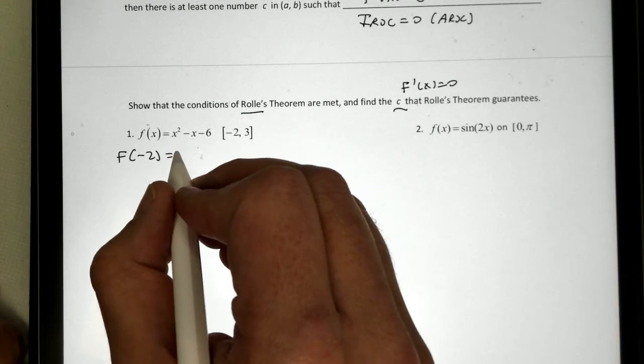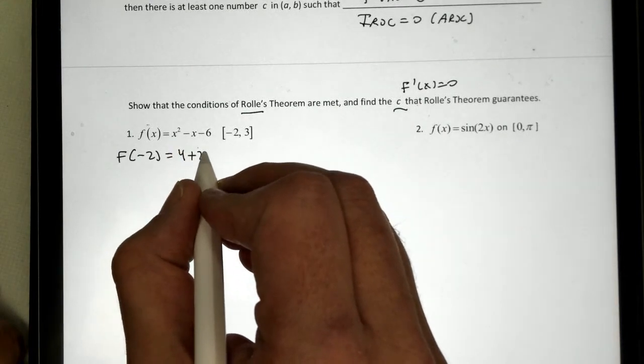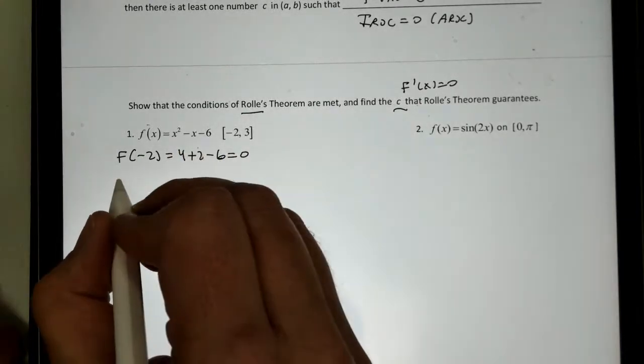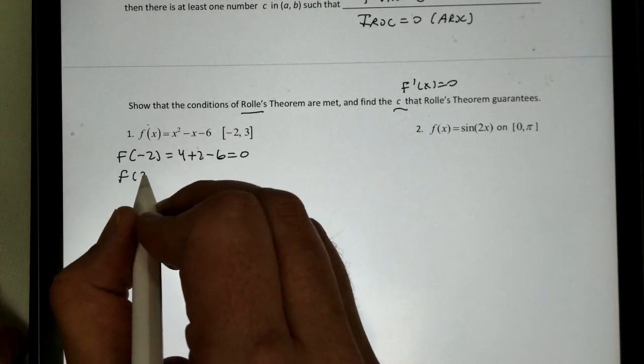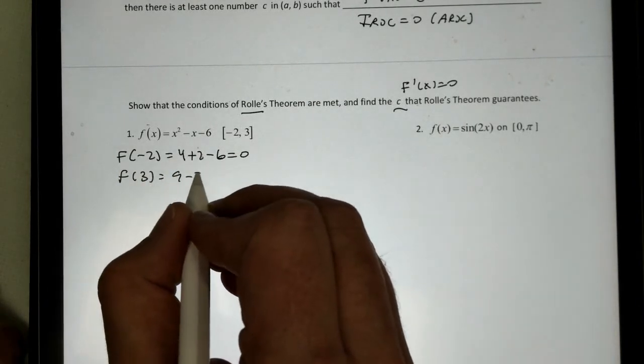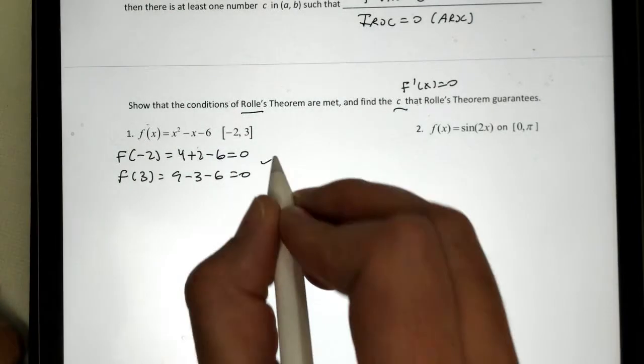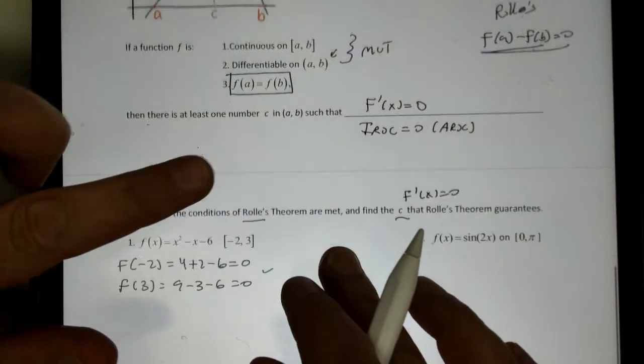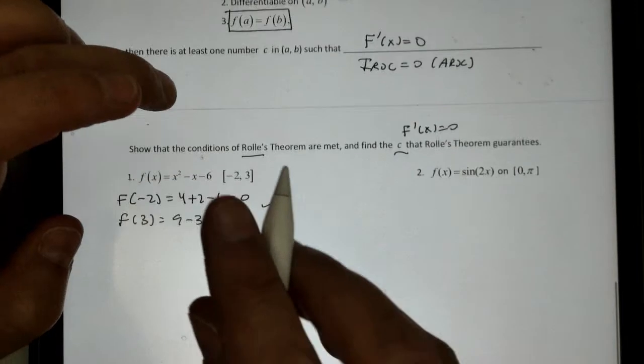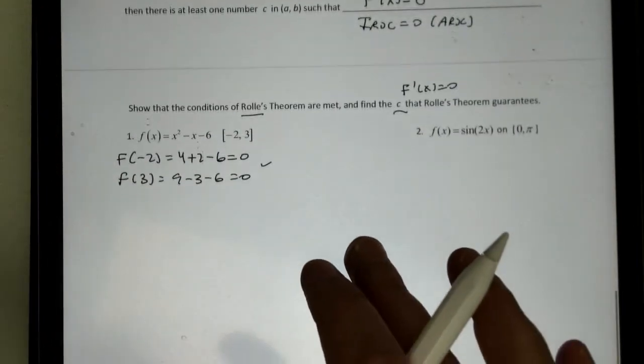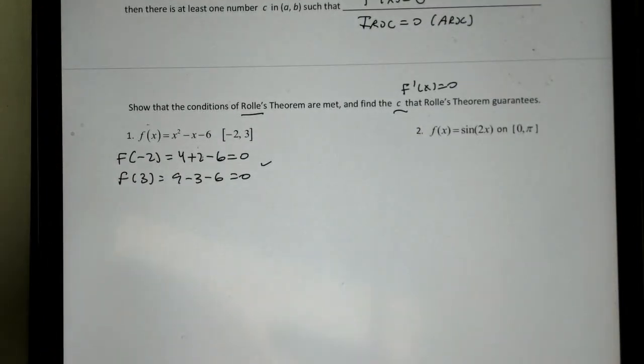And if I did that, that's going to give me 4 plus 2 minus 6, which is 0. And I'm going to check the value at 3. Plug in 3, 9 minus 3 minus 6, again is 0. So that checks out. So my one condition checks out, that the values are the same. So this is a differentiable and continuous function. So therefore, at some point, the slope is 0.